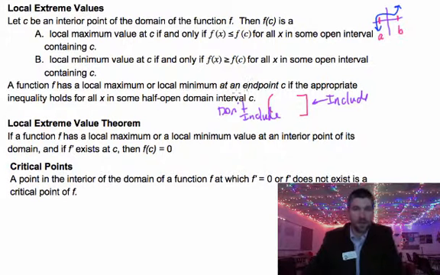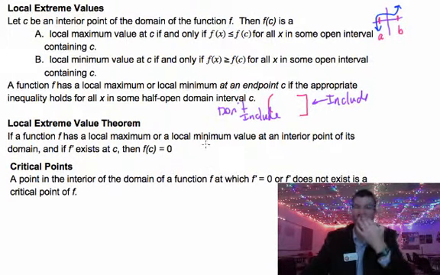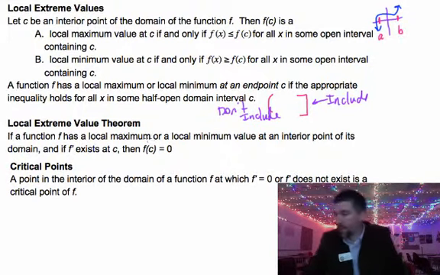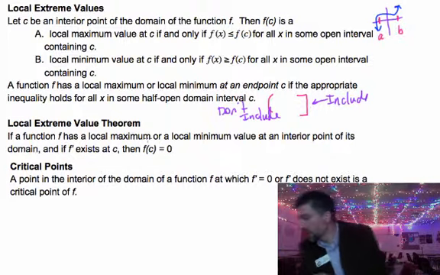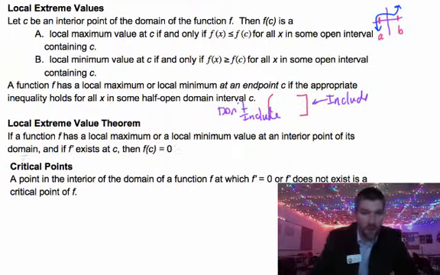All right. So the local extreme value theorem says if a function f has a local max or a local min at an interior point of its domain, and if f prime exists at that specific spot, then the function at that spot is going to be equal to 0. That should probably read f prime. I think I typed it in wrong. Let me double check. Yeah, that needs to be f prime of c.